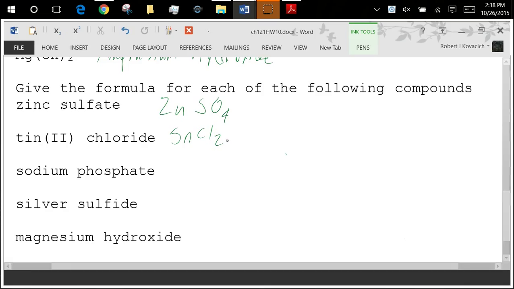How about this next one? Why is it Na3PO4? Because the phosphate is a -3. So since the sodiums are each +1, I'm going to need 3 of those to cancel it out.